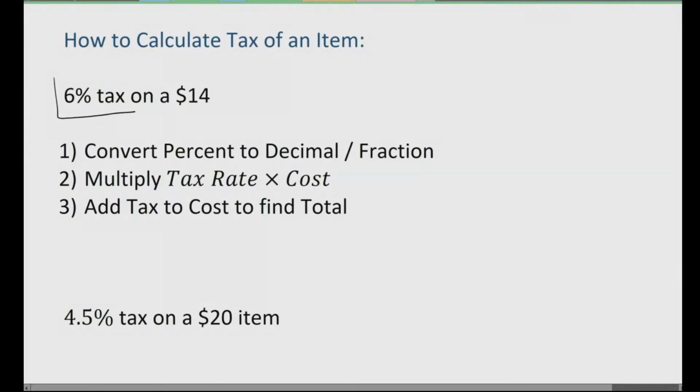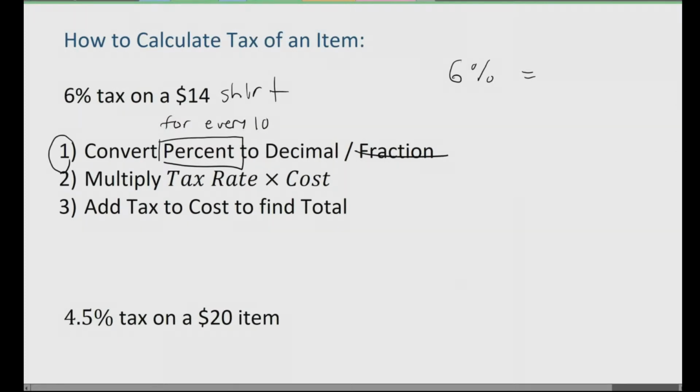We have 6% tax on a $14 something, let's say a shirt. So let's try to follow the same 3 steps. First step, you want to convert your percent into a decimal. So the question is, 6% is what as a decimal? And as a reminder, percent means for every 100. So 6% means the same thing as 6 over 100.